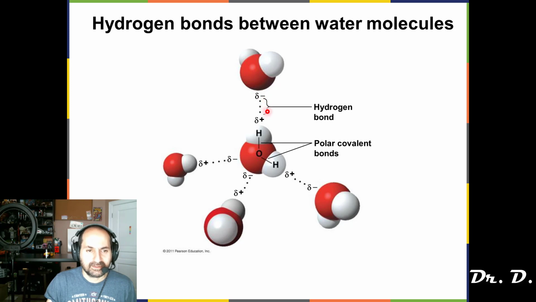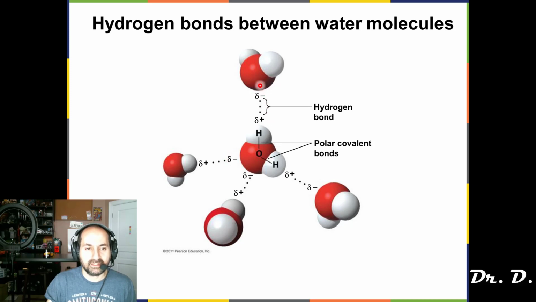Do you see these dots? When you see dotted lines like this, that's a hydrogen bond. And look at this water molecule at the bottom right. Its slightly negative oxygen is interacting with this slightly positive hydrogen. Okay? Does that make sense? Again, opposite charges are interacting, in this case with a hydrogen bond. Here's another hydrogen bond.